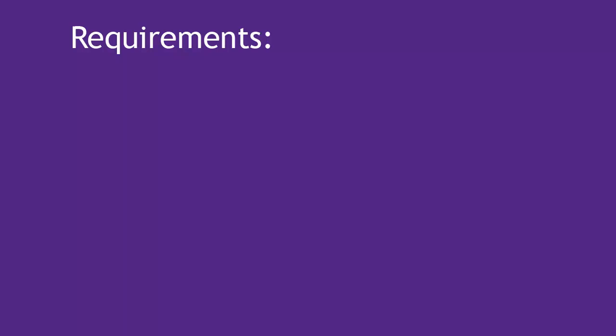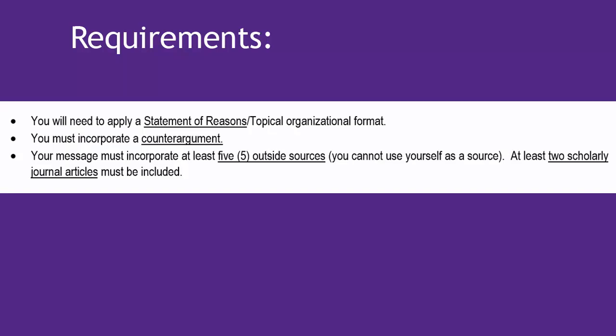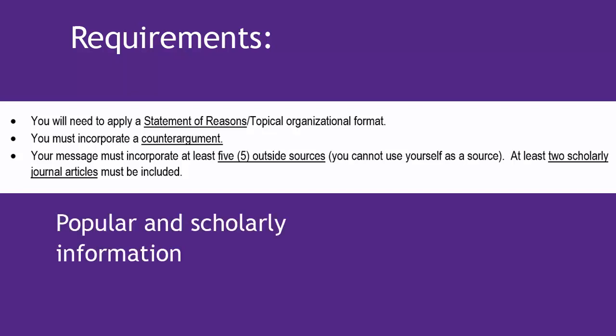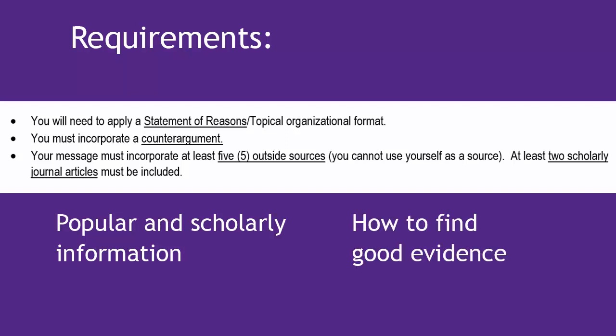The requirements for your persuasive speech include that you need to use 5 sources, and at least 2 must be scholarly, peer-reviewed journal articles. In this speech, you must try to persuade others to agree with your point of view and incorporate at least one counterargument. This video will review popular and scholarly information and demonstrate how to find good evidence that supports your argument, using some previous students' example topics.